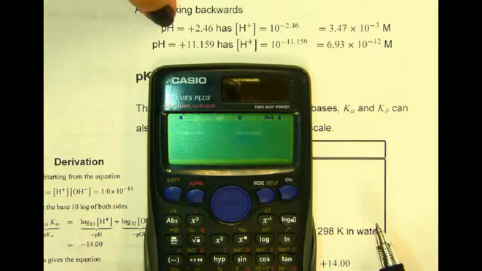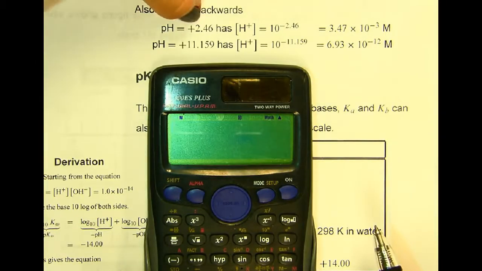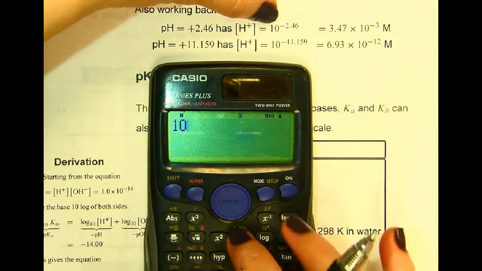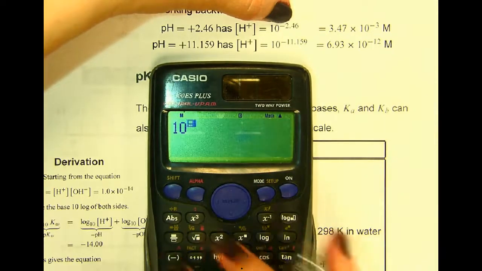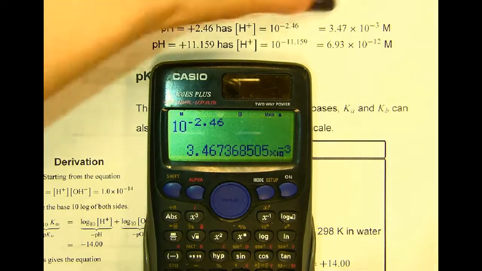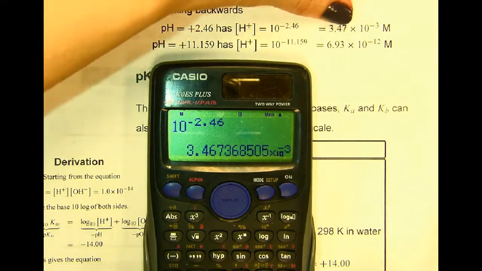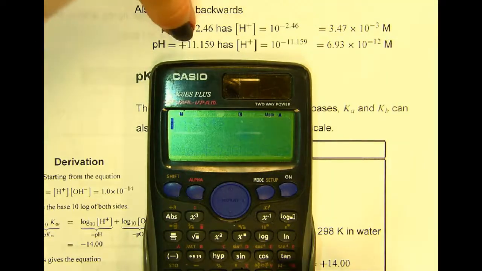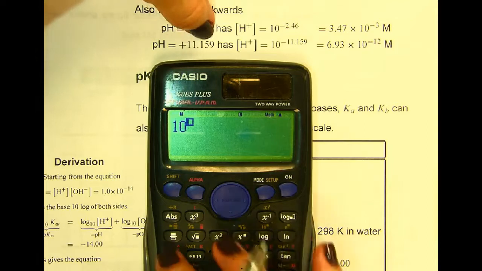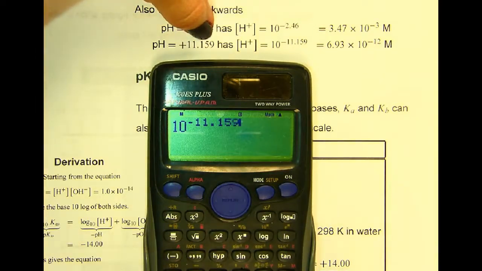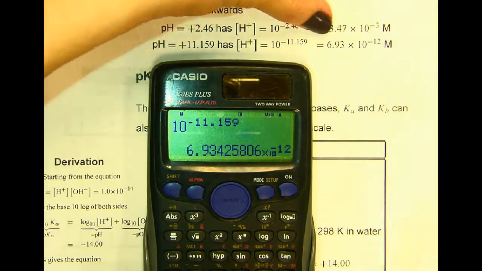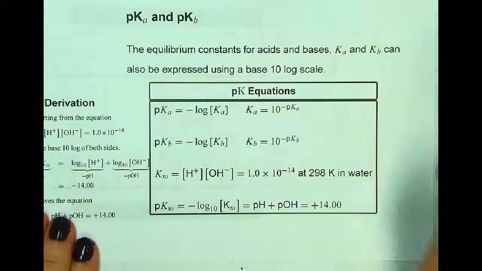So to find the pH, if the pH is 2.46, then I want to raise 10 to the negative pH, and when I hit equals, I get the concentration of hydrogen ions in the solution. Same thing here: if I take 10 and raise it to the negative 11.159, then I get the original concentration of the hydrogen ions that we calculated before.